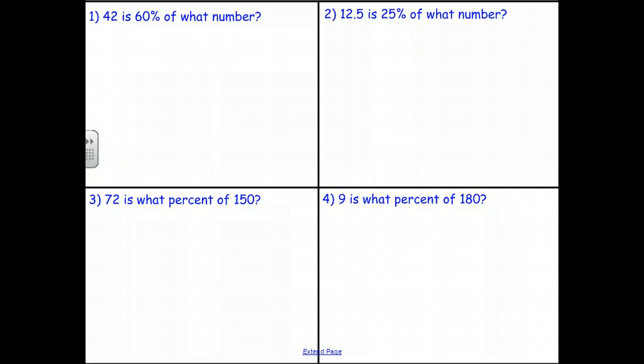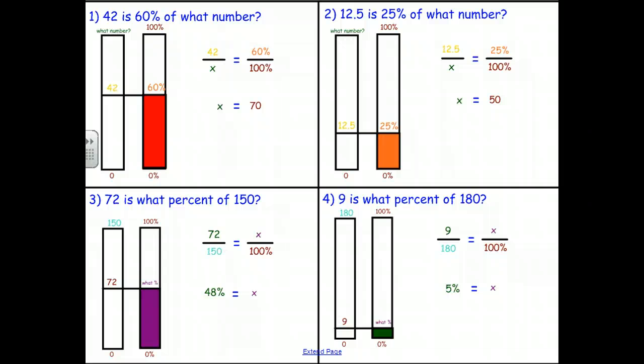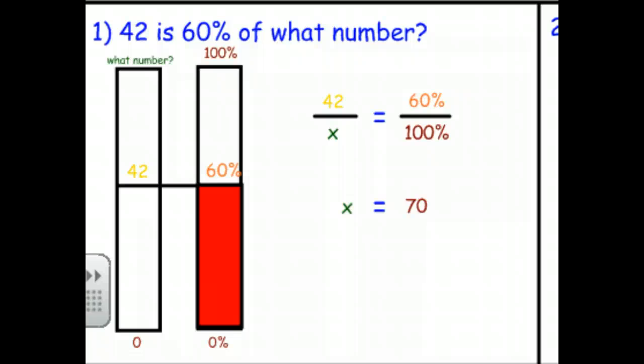So now that we're back, let's go ahead and look at these four problems. Just like the last video, I have set up everything and marked everything here. Numbers 1 and 2 represent the type of problem that we saw in the third type, where 42 is 60% of some number. Because it is a percentage of some number, our unknown for number 1 goes at the top of the bar.